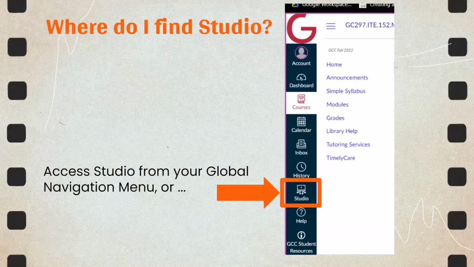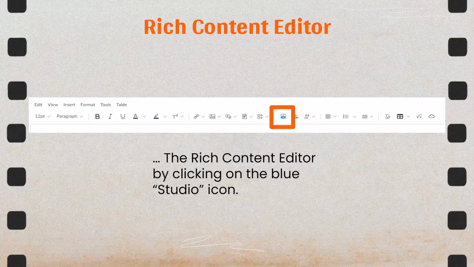So Canvas Studio is the actual video repository that lives inside of Canvas. It's available on the global navigation menu, or it's available inside the rich content editor. You can click on the blue Studio icon. I call it the squid with a play button on it.